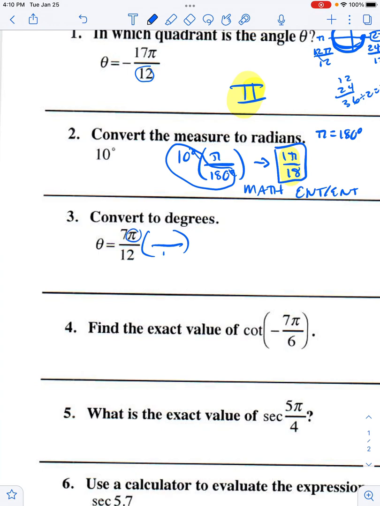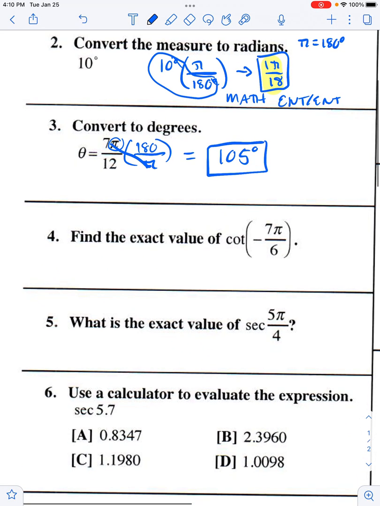Converting to degrees, all right, same kind of thing, except this time I have radians. So the radian part goes on the bottom and the 180 goes on the top. And I just literally multiply 7 times 180 and divide by the 12. So I get 105 degrees. Exact value. Anytime you see exact value, it's talking about the unit circle. So figure out where you're going and what you're looking for.